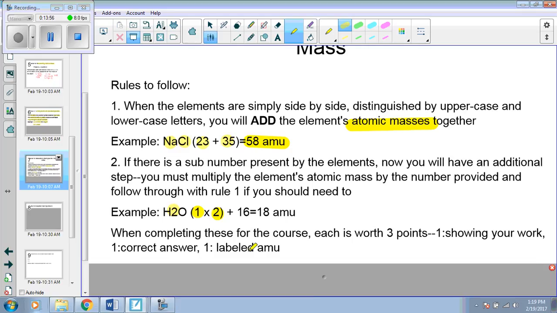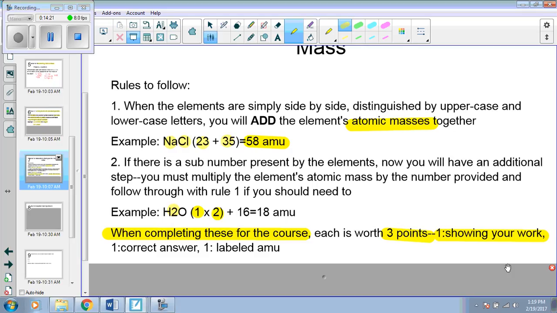This one's really, really important. When you guys are completing atomic mass calculations for the course, each is worth 3 points. You get a point for just showing me your work. All right, "Oh, I can do it in my head." That's fine, I'm not saying you can't. But let's say you get 1 incorrect. Well, as long as you showed me your work, wrong or right, you're still going to get a point.